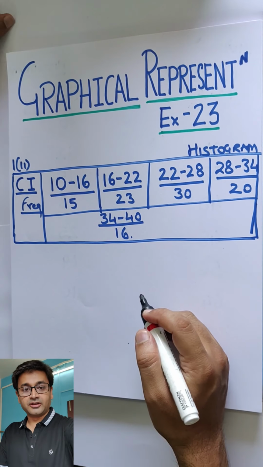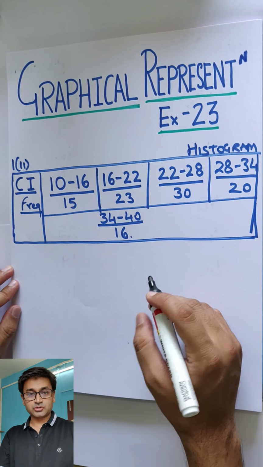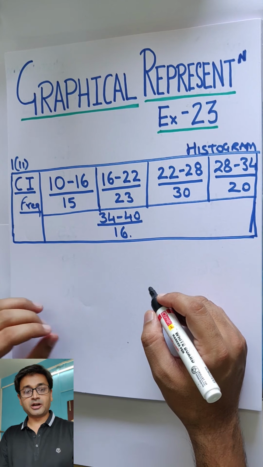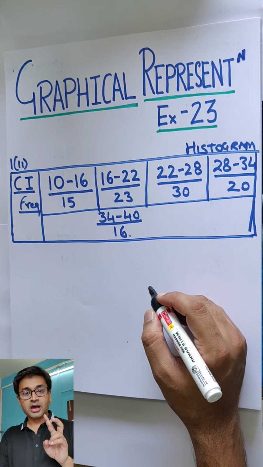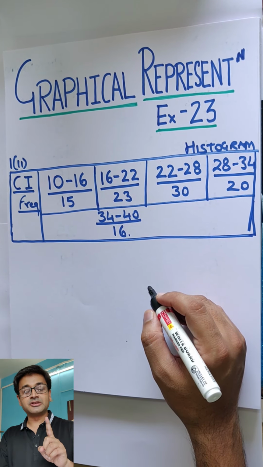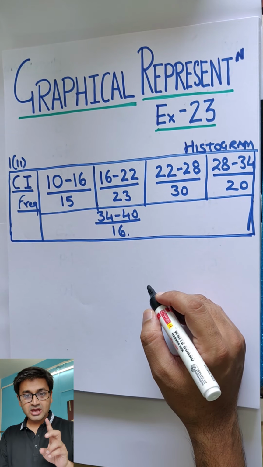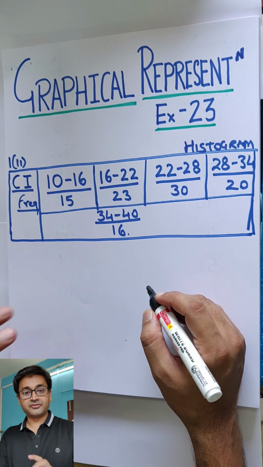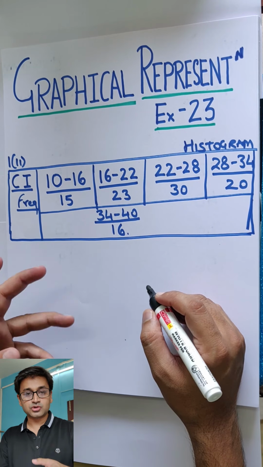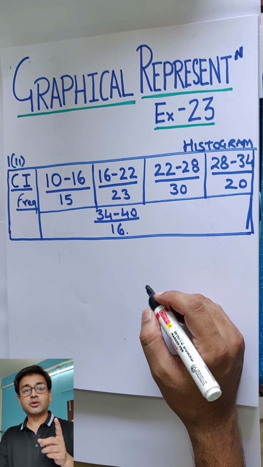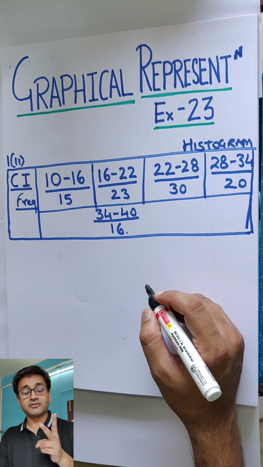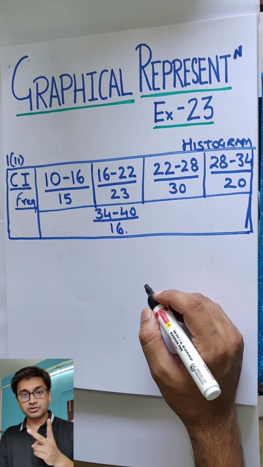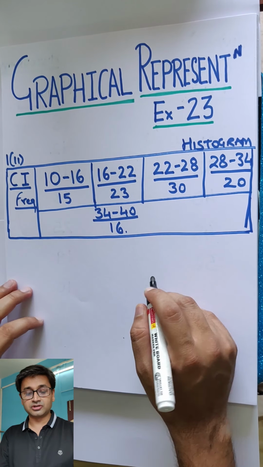Today we are getting into graphical representation, exercise 23. So in the previous part we understood what is histogram and what is ogive. Histogram is basically a type of bar graph and ogive is a type of line graph. There are different types of graphs which we use to represent data. So today we are going to study about histogram and ogive. Why are we studying histogram and ogive? That I will tell you only once we finish this video.